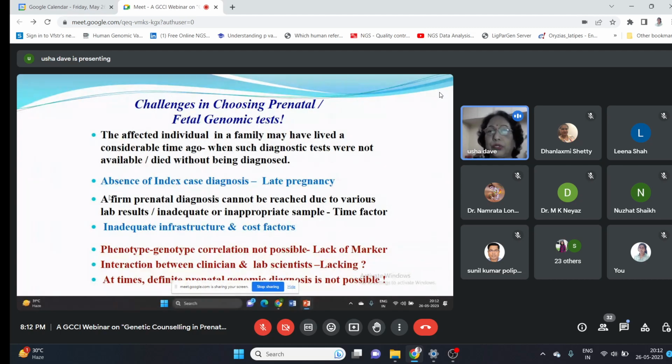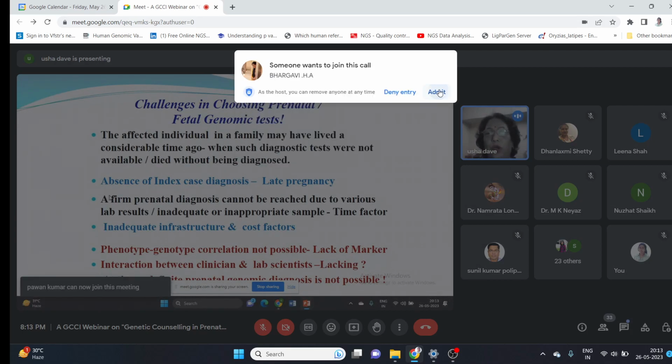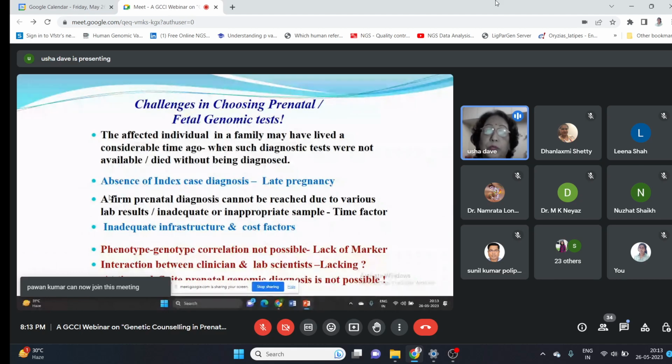So there are challenges in choosing a prenatal or fetal genomic test, because at times the affected individual or family lived long ago, diagnostic tests were not there, and you do not have any index case diagnosis. Or sometimes the cases come very late in the pregnancy, and it is not possible to do the test because the index case is not diagnosed, or infrastructure is inadequate, or there is the cost factor. At times phenotype-genotype correlation is not possible due to lack of markers, and sometimes the interaction between the clinician and lab scientist, which we are currently facing in India, is lacking.